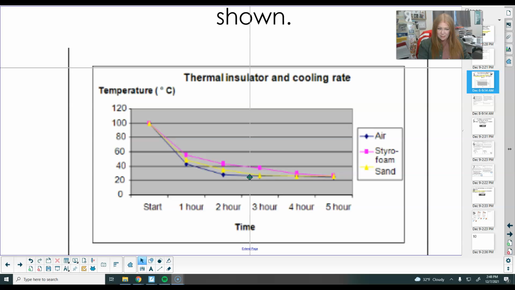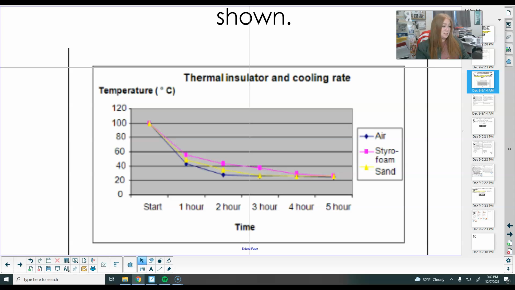So the blue here is air, yellow is sand, and pink is representing the styrofoam. So you'll want to either freeze this or look at Canvas to make sure you know which is which. So it has a couple questions it wants you to answer here.